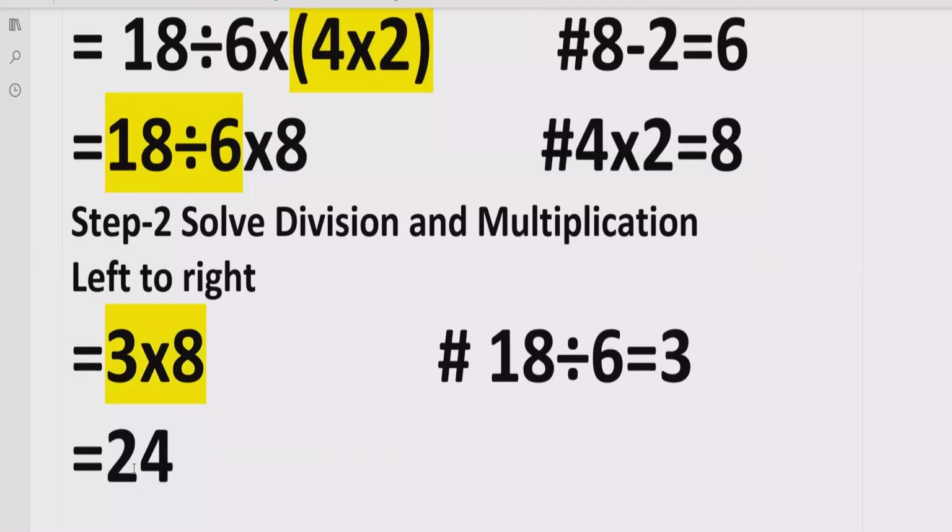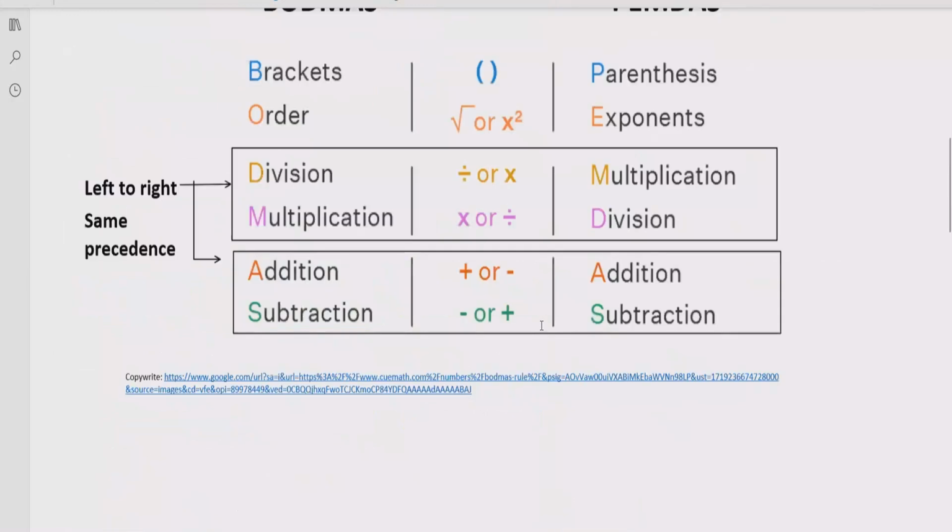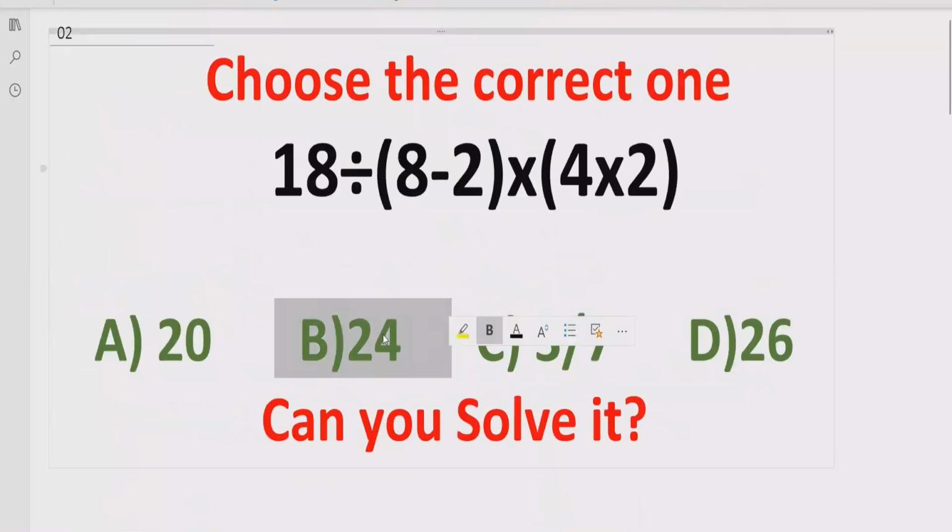I hope you understand how you can solve this expression very easily using the PEMDAS and BODMAS method and get the correct result. So that's it for today. And if you see the answer list, answer B is the correct answer.